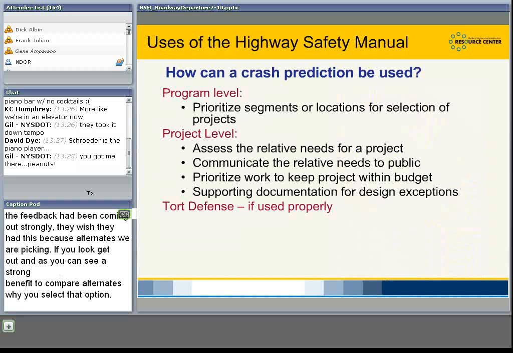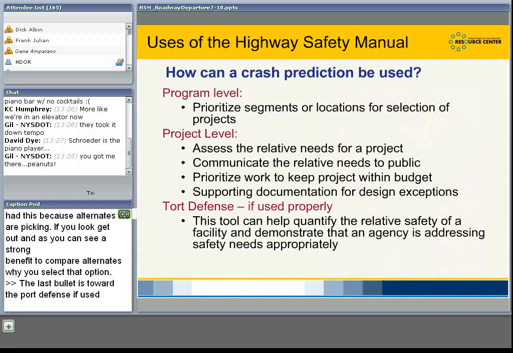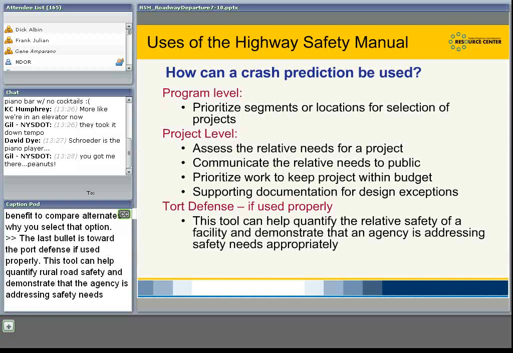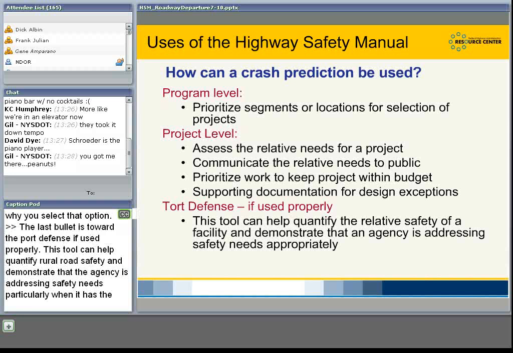And the last bullet down there is tort defense if used properly. And what it's saying is this tool can help quantify the relative safety of a facility and demonstrate that an agency is addressing safety needs appropriately, particularly if that agency has a priority program that helps them understand the selection process.